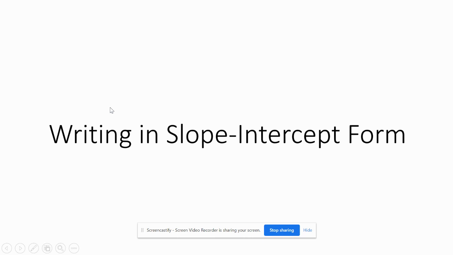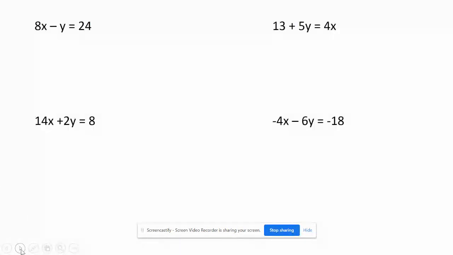One thing you have to know when dealing with functions and slopes is how to write the slope-intercept form. Okay, so if you're given an equation, it won't always be in slope-intercept form. So I'm going to show you guys how to put that in slope-intercept form. Okay, so we have four equations here.